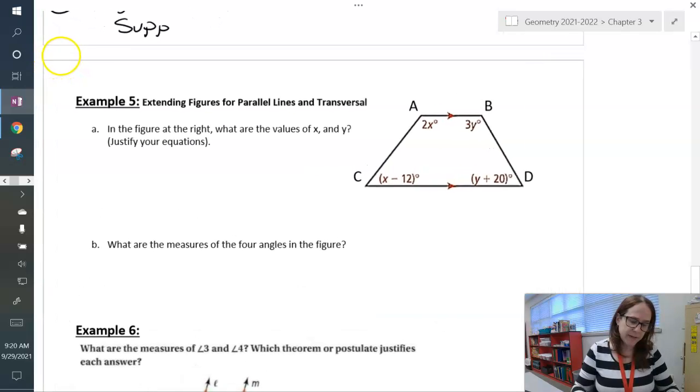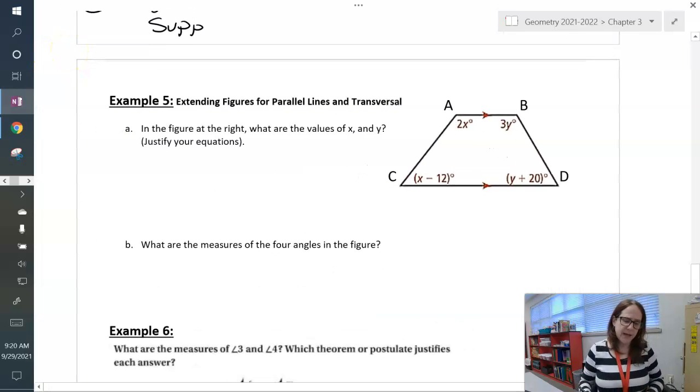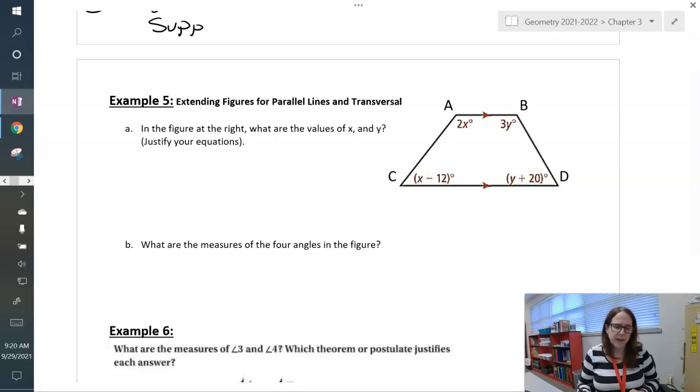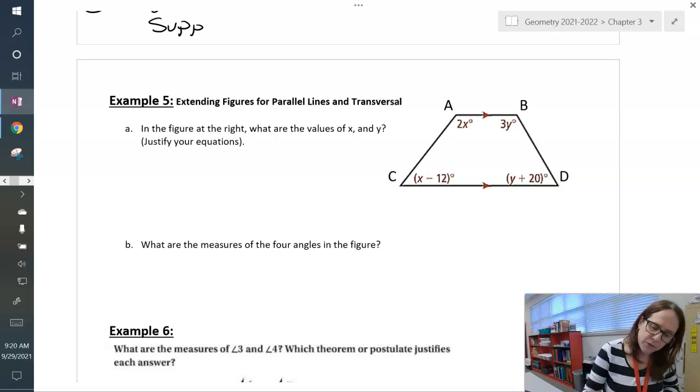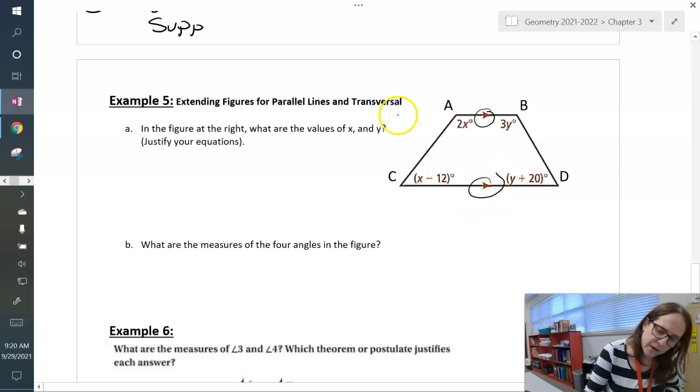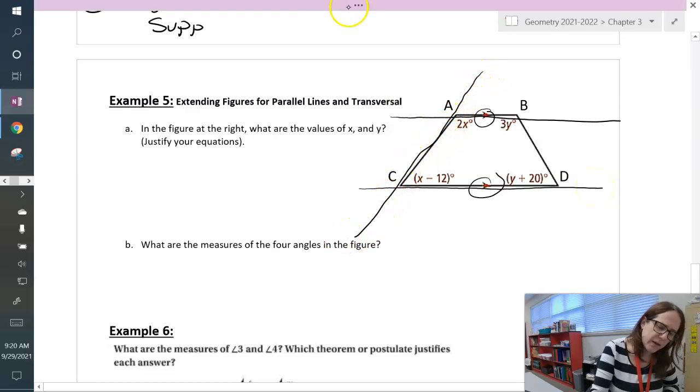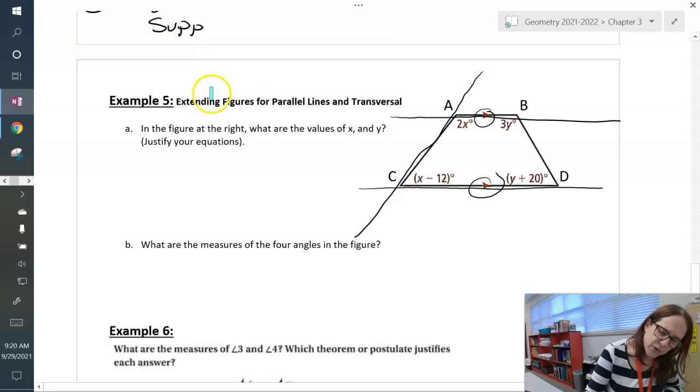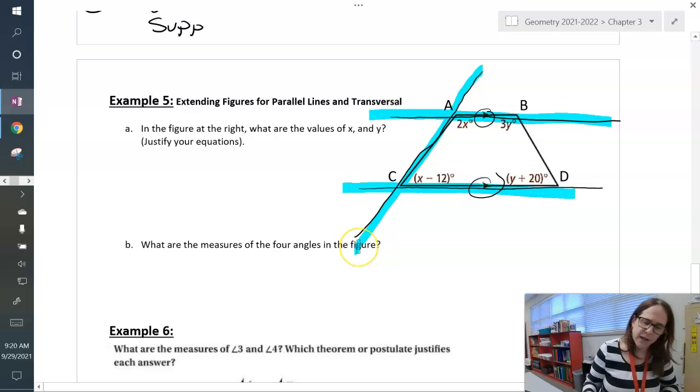Example 5, extending figures for parallel lines and a transversal. In the figure to the right, what are the values of x and y? Justify your equations. So check it out. I have parallel lines right here. I'm just going to go ahead and extend these out and make them look like the pictures that we're used to. I'm going to extend this transversal, and I'm going to start off just looking at this that I highlighted.